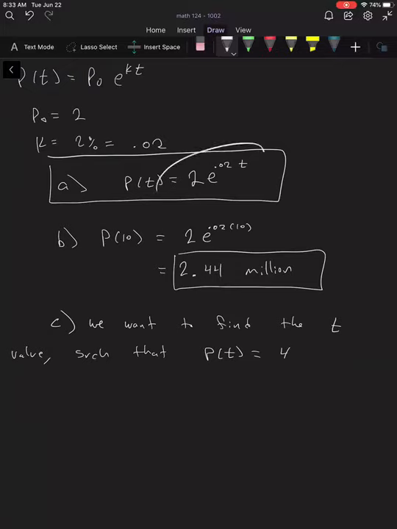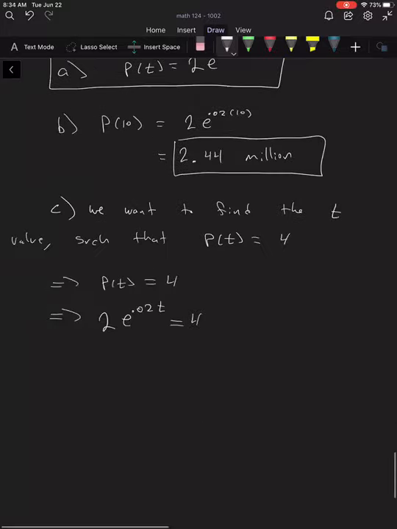But we know P of t is equal to this. So that's the same thing as solving 2 e to the 0.02 t is equal to 4. We need to solve this exponential equation now. What we do is divide the 2 over, so we get e to the 0.02 t is equal to 2.